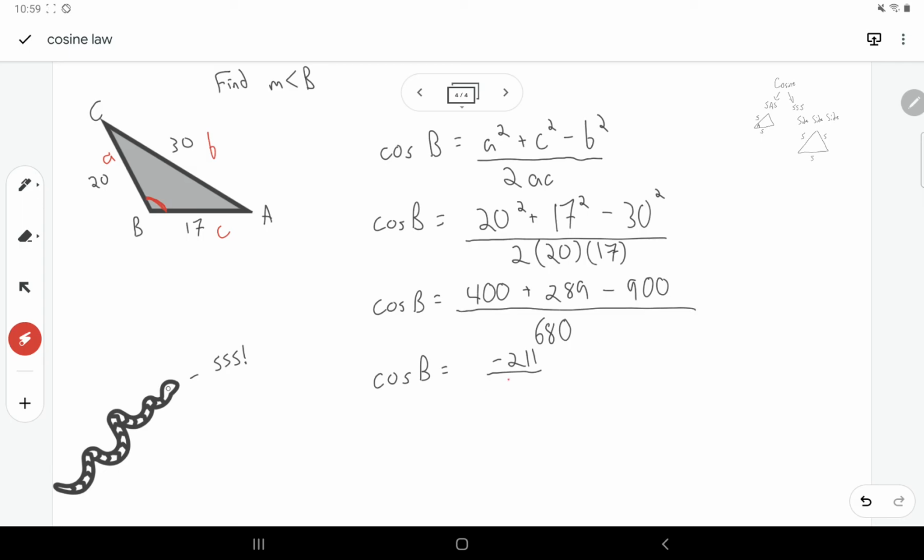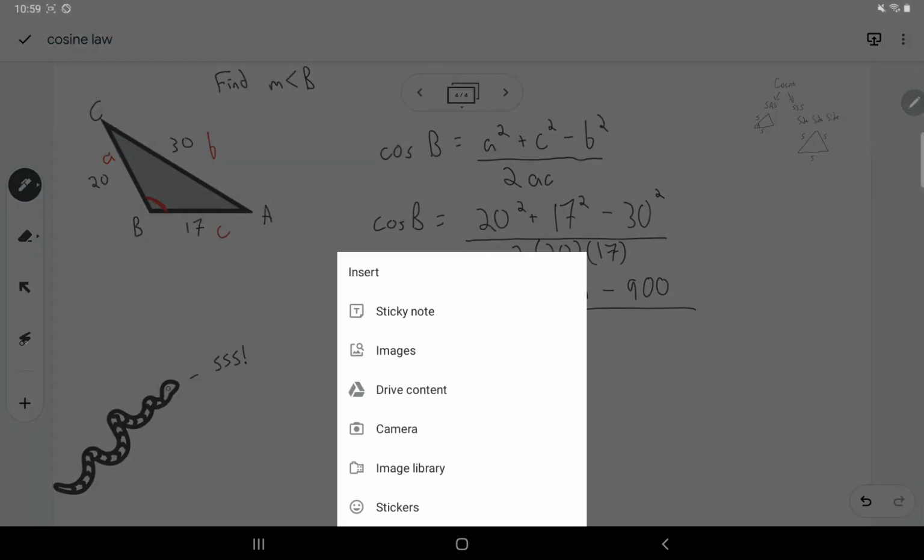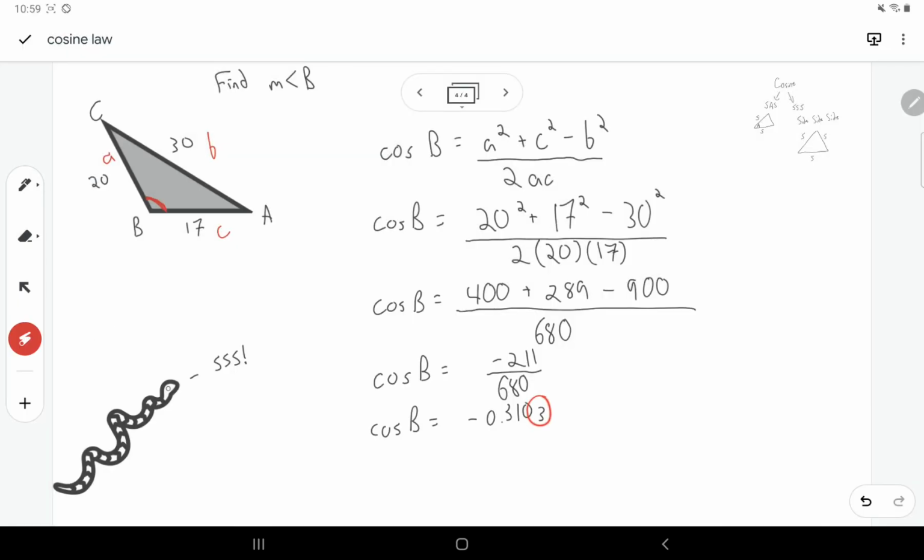Okay, and then we have 680 on our denominator here. That's a good sign because we have a smaller numerator than our denominator, which we know cosine needs. Okay, and we do that math. So we take negative 211 divided by 680, and that'll give us negative 0.3103. Again, I'm rounding to that fourth decimal place there. Okay, so now we've got a number.